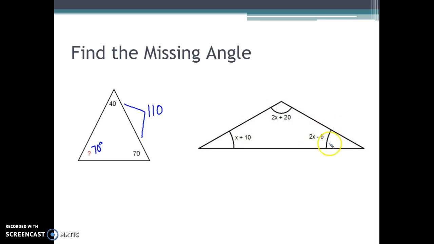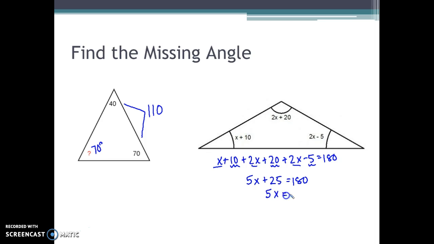Then we have problems like this, where I know the three expressions for my angles, and I want to find x, or what each angle is. So I'm going to add up all my angles and set it equal to 180. So I have x plus 10 plus 2x plus 20 plus 2x minus 5 equals 180. I have x, 2x, and 2x to get 5x. I've got 10 plus 20 to get 30, minus 5 to get 25. Subtract 25, so we get 5x equals 155.